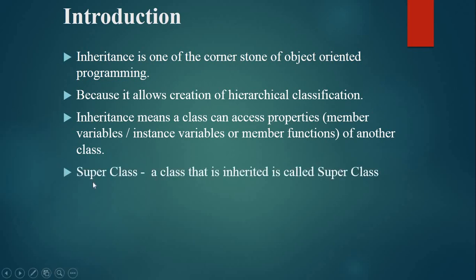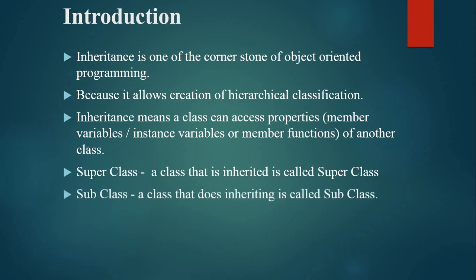There will be two classes, one is the superclass and the second one is the subclass. The superclass is the class that is inherited, meaning it is inherited by another class. That property will be used by some other class, and the class being inherited will be known as the superclass. The other one is the subclass. A class that does the inheriting is called a subclass. That class is accessing another class's property, so it will be the subclass.